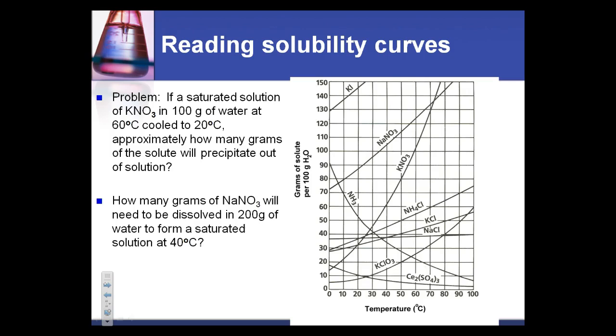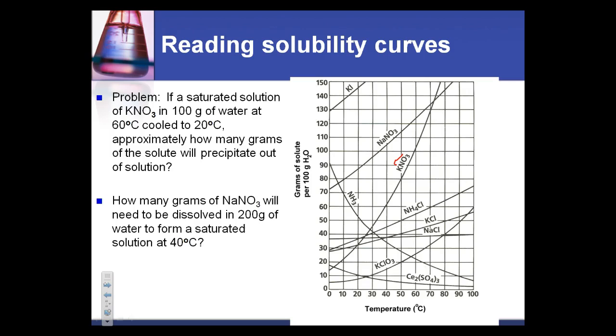If a saturated solution of potassium nitrate in 100 grams of water at 60 degrees C is cooled to 20 degrees C, approximately how many grams of the solute will precipitate out of the solution? Well, in a question like this, we want to see what the solubility is at these two different temperatures. So first, let's go to 60 degrees C. And this is potassium nitrate right here.